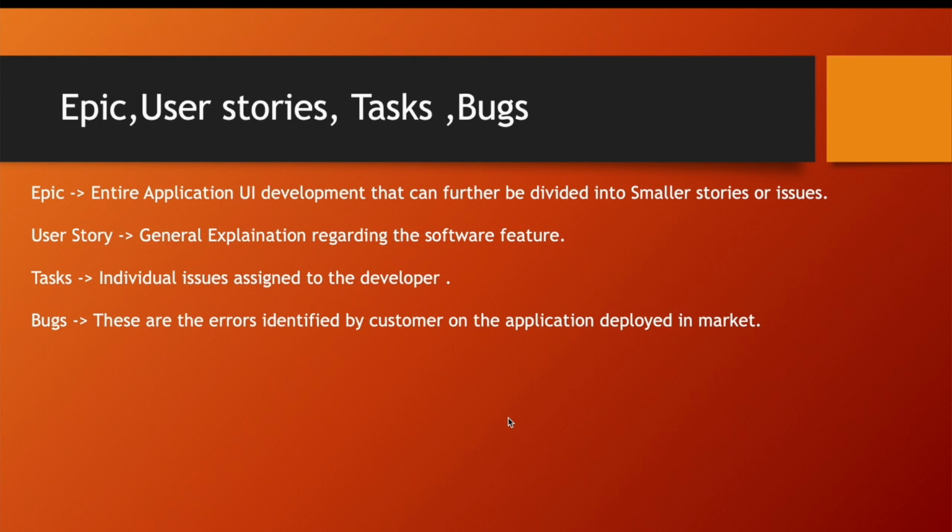Next is bug. These are errors reported by the customer on the application deployed in market. For example, in case of the online book application, the customer may identify a bug, like they have seen one bug where if more than 1,000 people are placing an order at the same time from that online site, the system crashes. So the team will create a bug to improve performance.